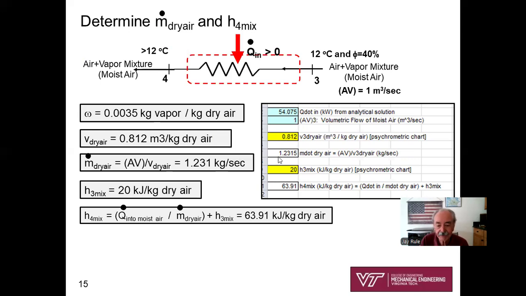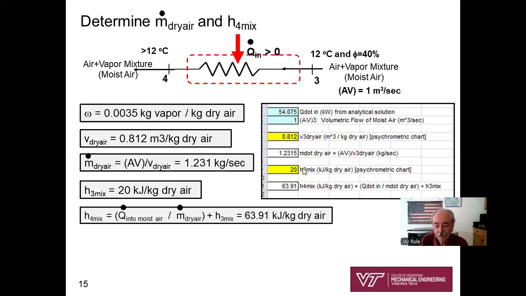So immediately I can find M dot of the dry air is 1.231 kilograms per second. So here, M dot of the dry air is volumetric flow rate, which is 1, divided by little v of the dry air. Okay, 1.2315 kilograms per second.